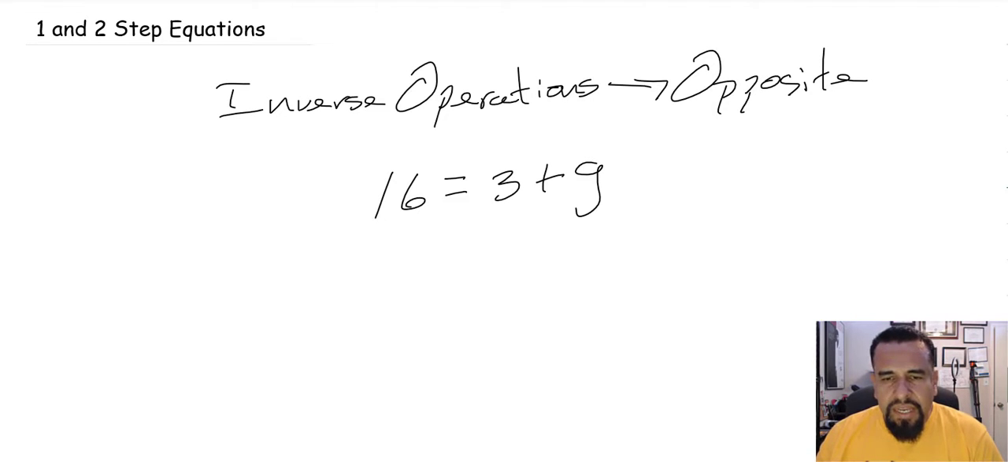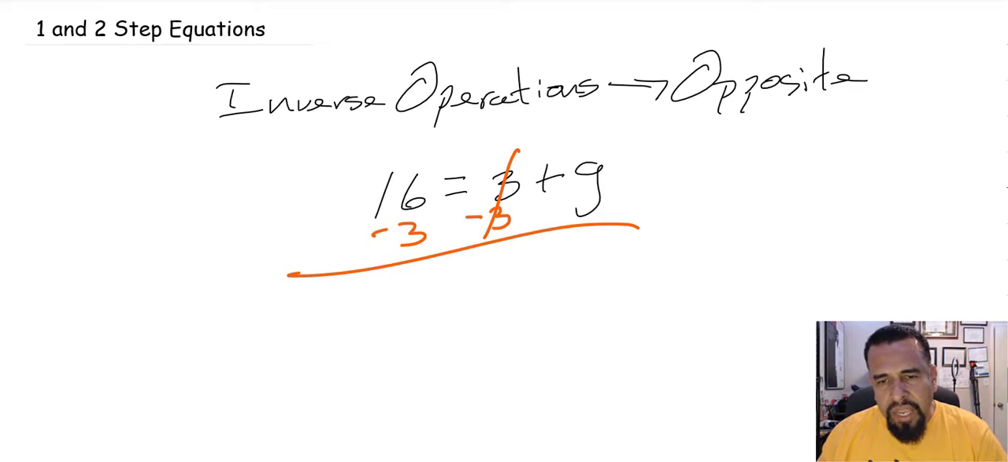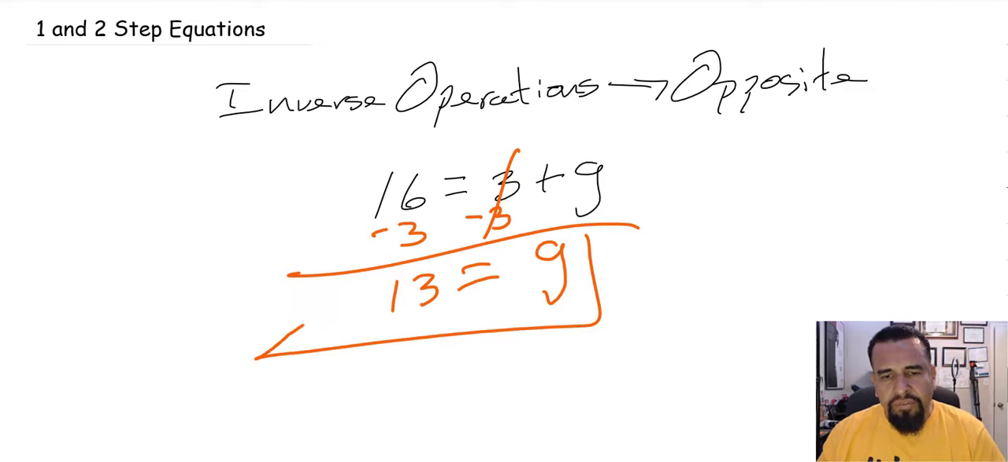Notice there's nothing in front of the 3. When there's nothing in front of it, that's a positive 3. So you have to ask yourself, how can I make that a 0? Take 3 and subtract 3, and whatever you do to one side, do it to the other. Then you have a 0, and you're left with g on this side. Here's my equal sign, and 16 minus 3 gives me 13. So g equals 13 is my final answer for this one. All right, great. Let's keep moving right along.